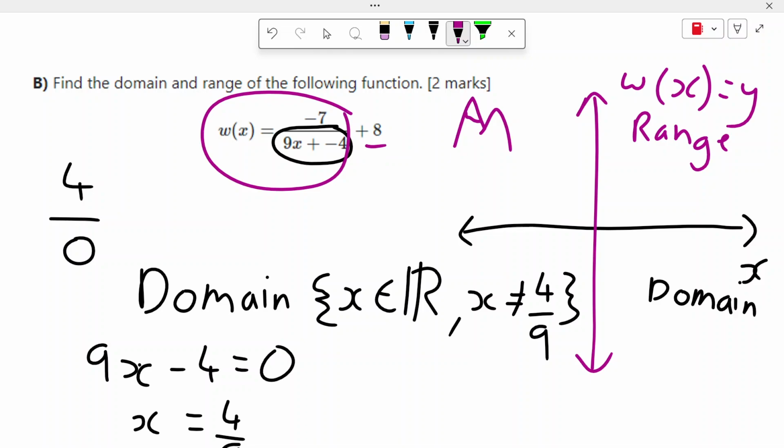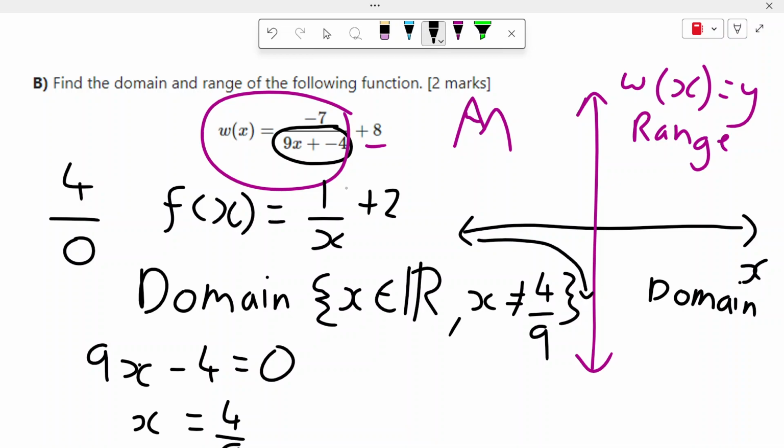Because if we go back to our basic equation, this one here, we had f of x, and that was equal to 1 divided by x. We have +2. Well, what happens? What happens is we get something that looks like this, and it's kind of been moved up by +2, so it goes kind of up like here and down like that. So our range can't be this value of 2 anymore. So for our case, we've got a +8. So it's super easy for this one.